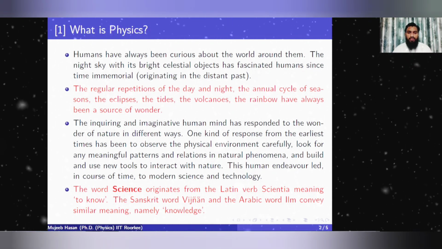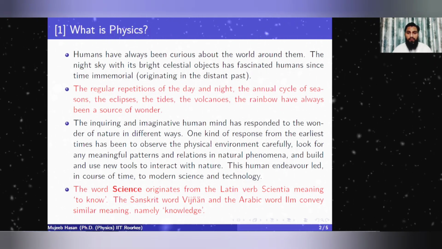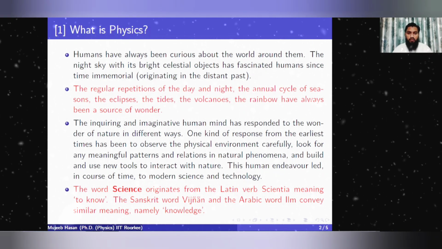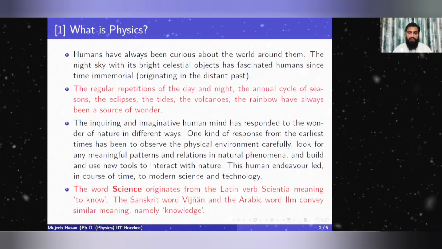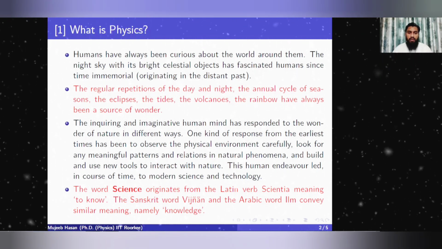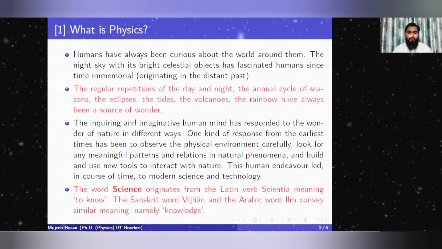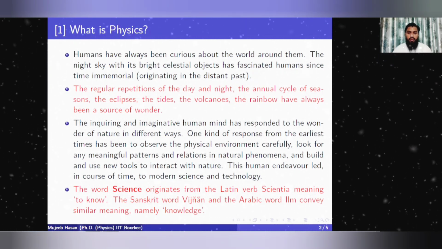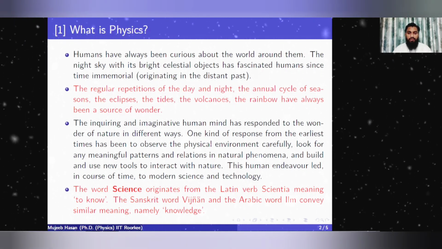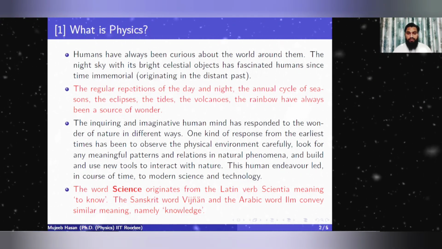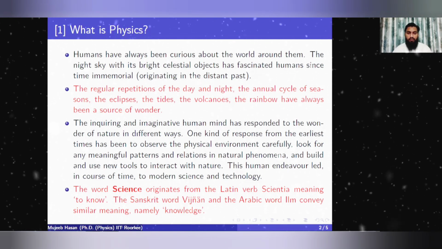The inquiring and imaginative human mind has responded to the wonder of nature in different ways. One kind of response from the earliest time has been to observe the physical environment carefully, look for any meaningful patterns and relations in natural phenomena, and build and use new tools to interact with nature. This human endeavor led in course of time to modern science and technology. The word science originates from the Latin word scientia, meaning to know. The Sanskrit word vigyan and the Arabic word ilm convey similar meaning, namely knowledge.